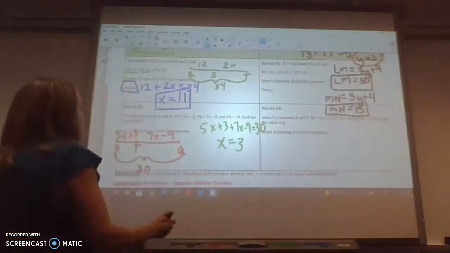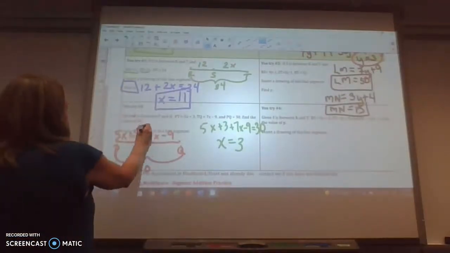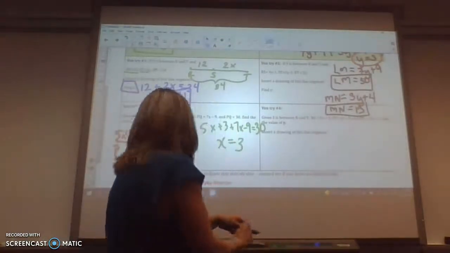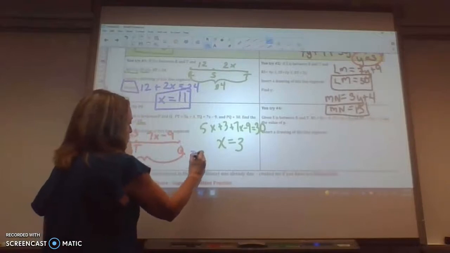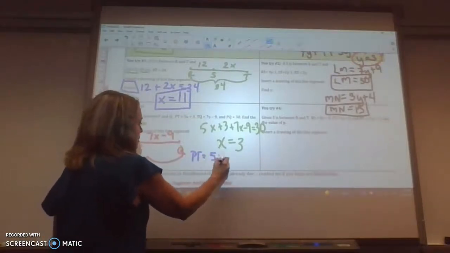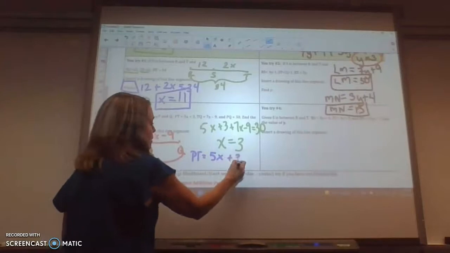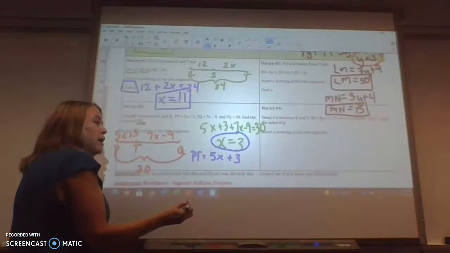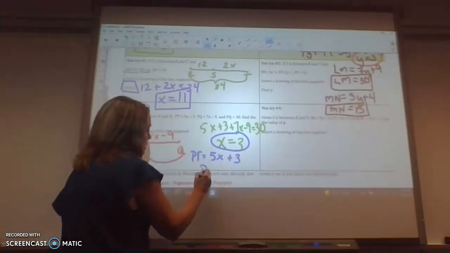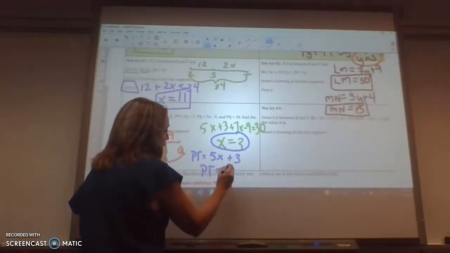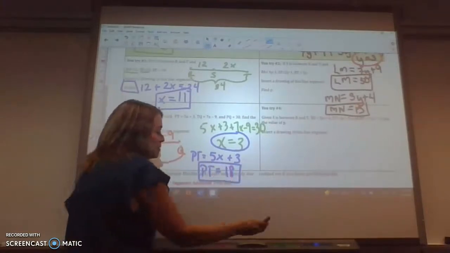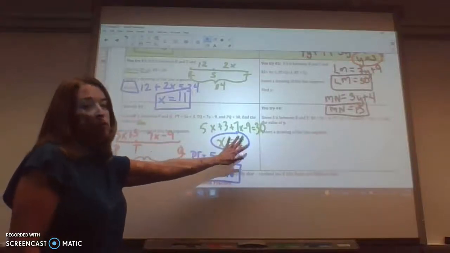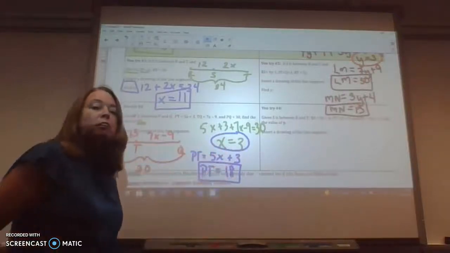Wow. But is that what it wanted? Now it says find the value of PT, not x, but PT. Oh dear. So PT is 5x plus 3. So we're going to use our sliders on our x equals 3, and we will get 18. PT equals 18. Now we have answered the question. That is our answer, 18. So if you put 3 down as your answer, you'll get it wrong, unfortunately. You have to put your sliders in and get 18.